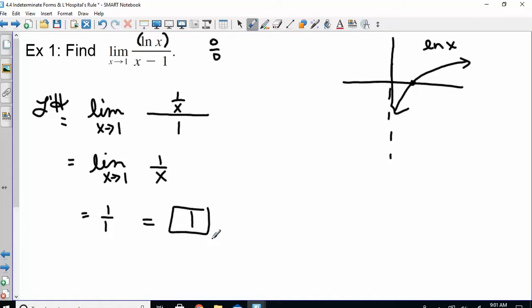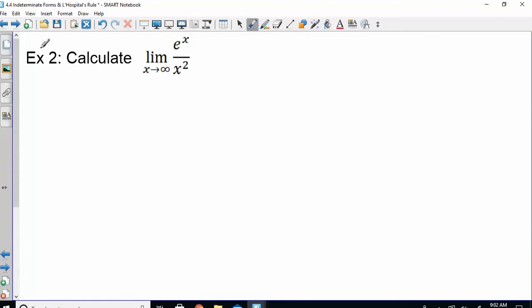So we wouldn't have been able to do that from the beginning, but if we first apply L'Hopital's rule, we can get to an answer. Is that one okay? Let's try the next one.